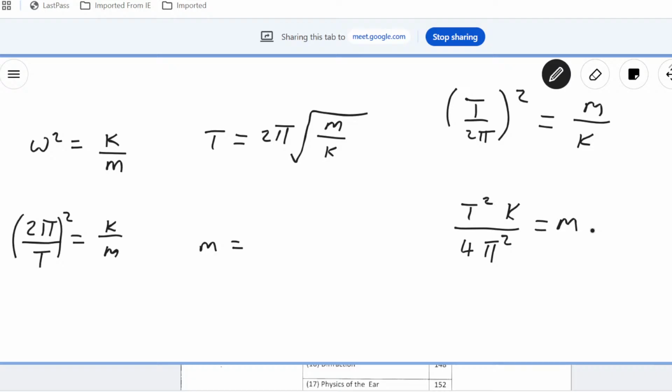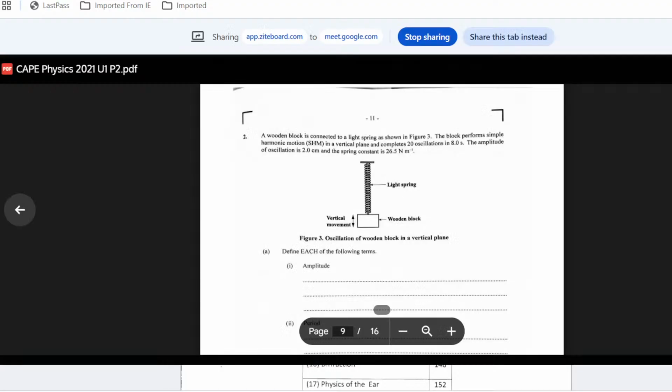So it'll have T squared times k over 4 pi squared. All right, anyway, you feel comfortable. Wait, what was k? Was it 26? Yeah, 26 and a half.